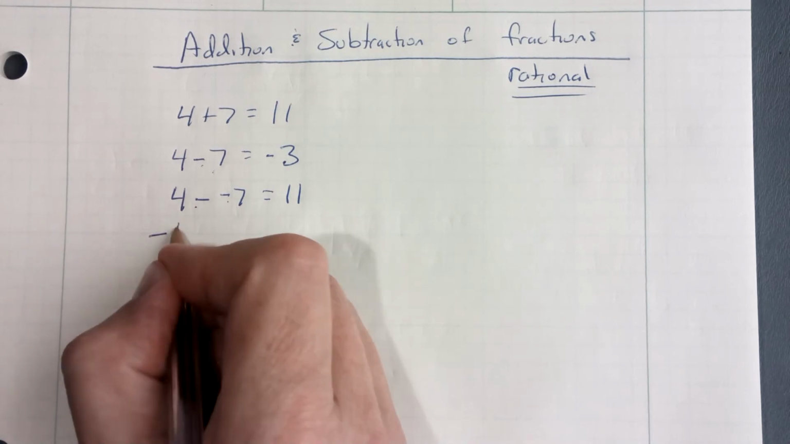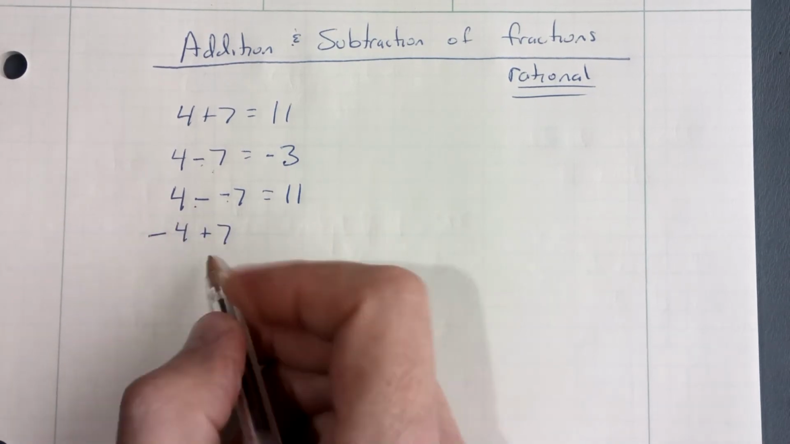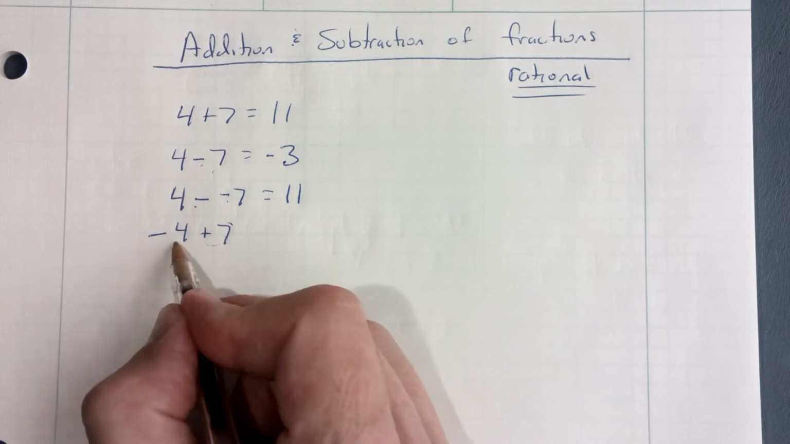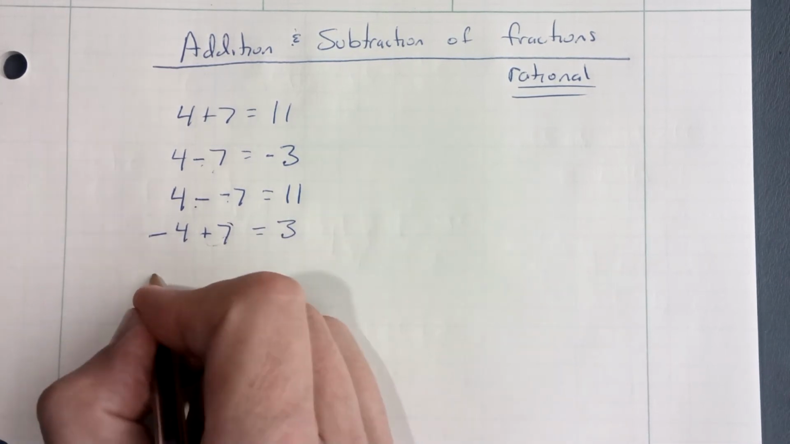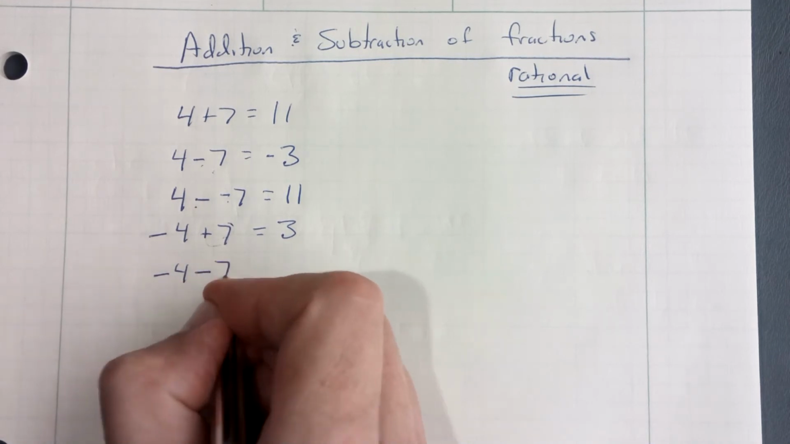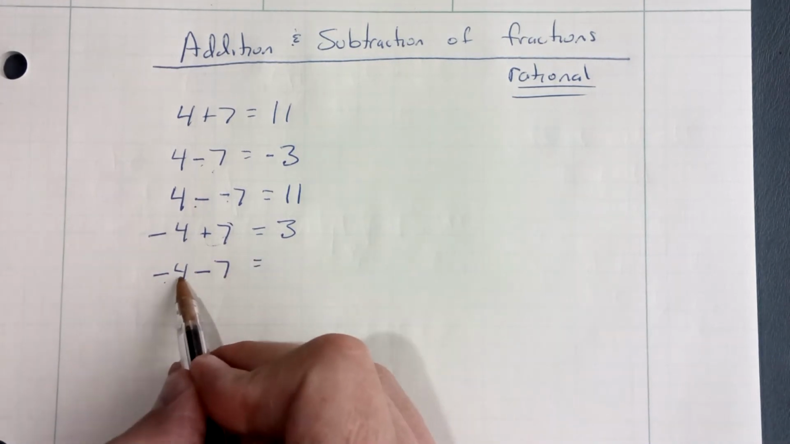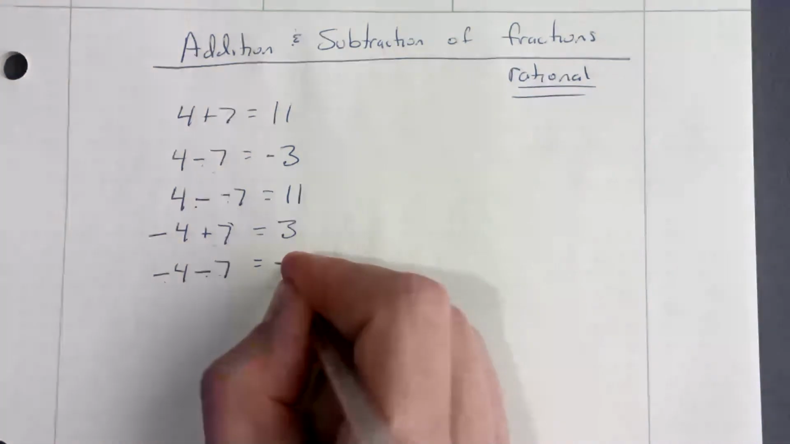And don't get confused if the 4 is negative. If I have a -4 plus 7, well, the larger number is positive, the smaller number is negative. 7 minus 4 is 3. If I have a -4 minus 7 more, don't get confused. We're minus 4, minus 7 more, we get -11.